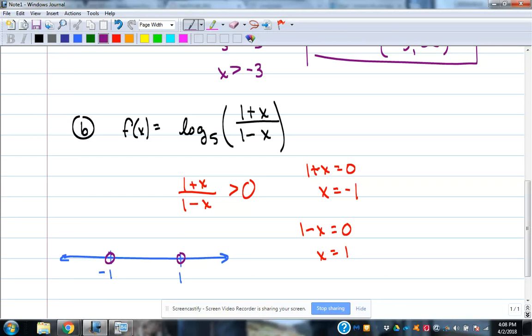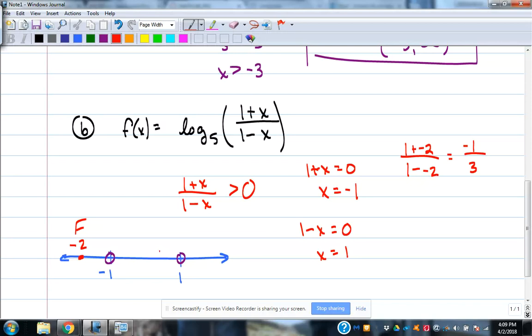So we want to test some values on the number line that are to the left of -1 just to see what it does to the fraction. If I pick -2 and plug that into the problem, 1 plus -2 over 1 minus -2, what does that give us? That gives us -1 over +3, which is a negative fraction. Is -1/3 greater than 0? No. So the area to the left of -1 is false. So we know that's not going to be part of our domain.